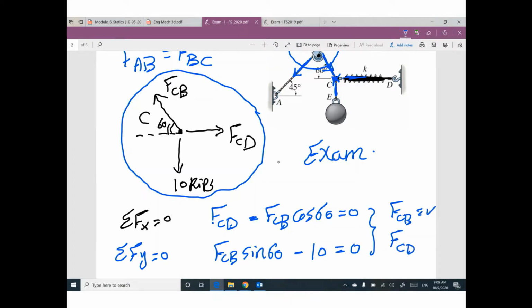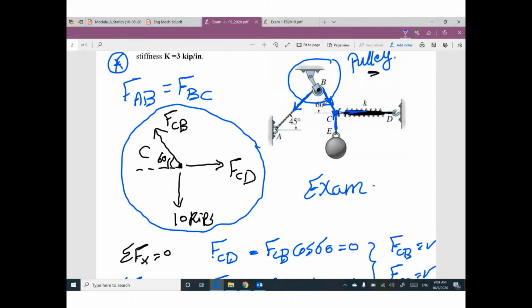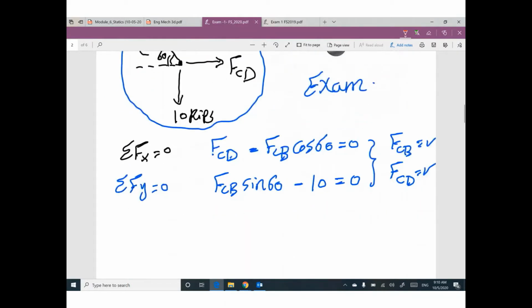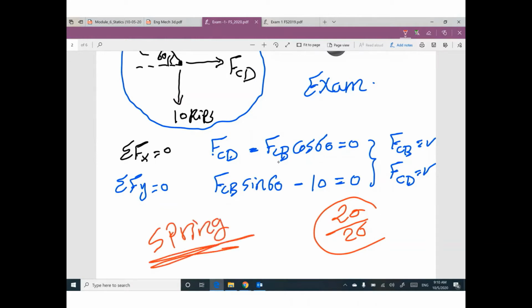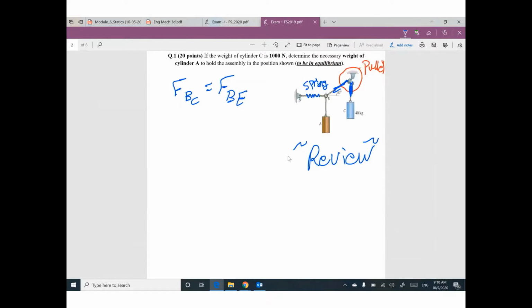Once you are done, don't forget FAB equals FBC from the pulley. From this pulley, this force equals this one. I am done. Anybody who did this got 20 out of 20. I didn't care about the spring. If you go back to the review, I told you, if you have a spring here, forget it. So at point E, we have a horizontal force, a vertical weight, and an inclined force.